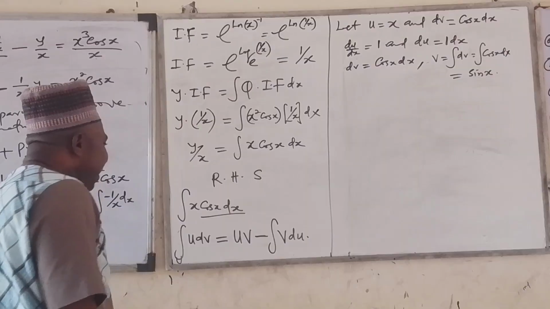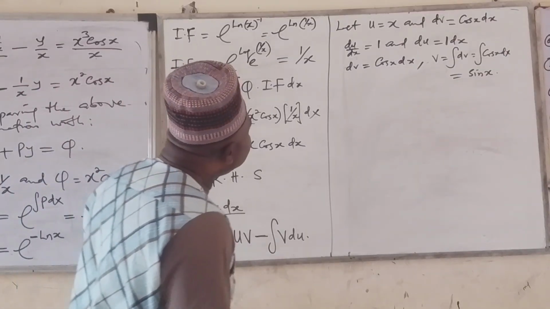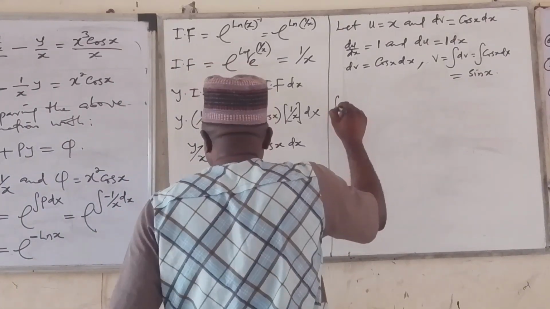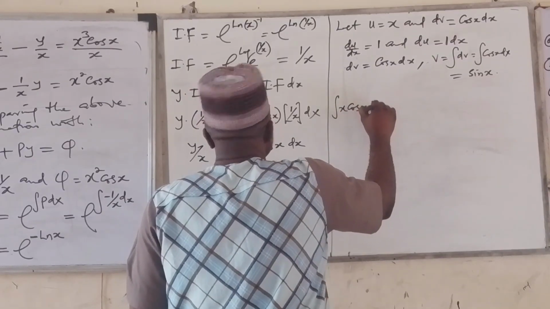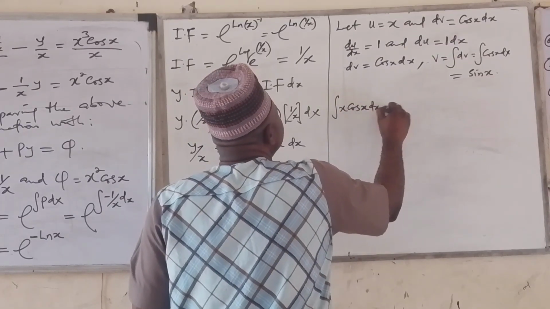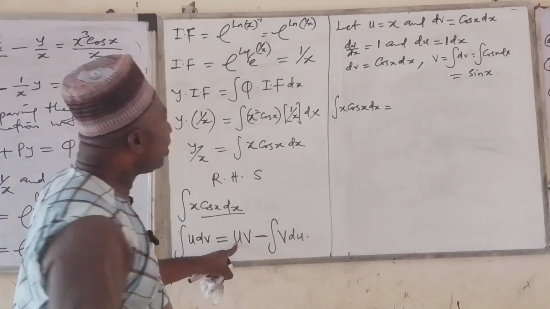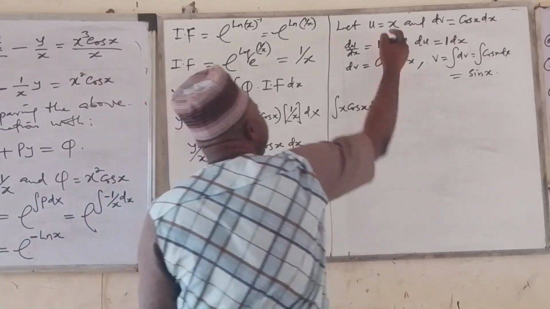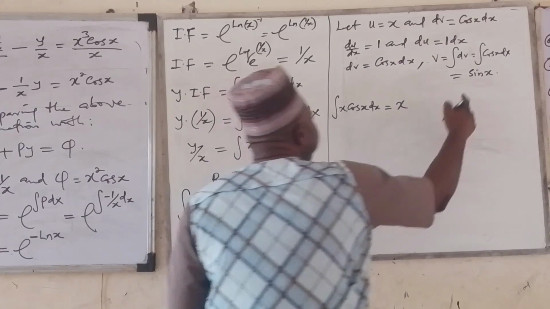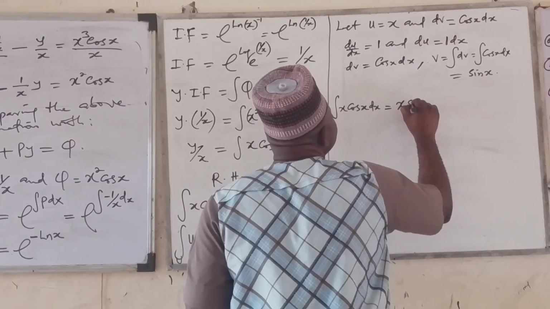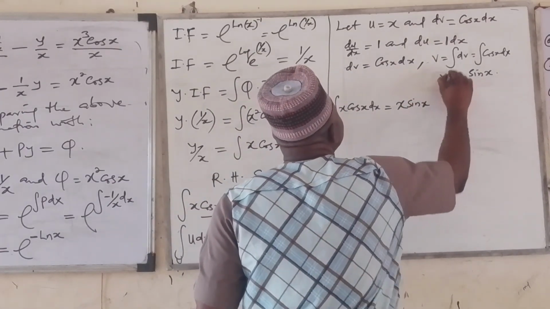So it therefore means that here, what we have now will be the integral of x cos x dx, which equals, we have our u. And remember we said let u be equal to x. So we have x as the value of u. Then our v is sine x. Yes, v is sine x.